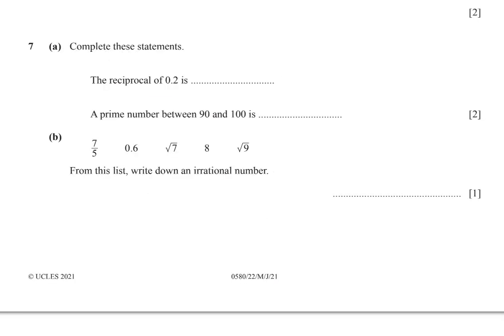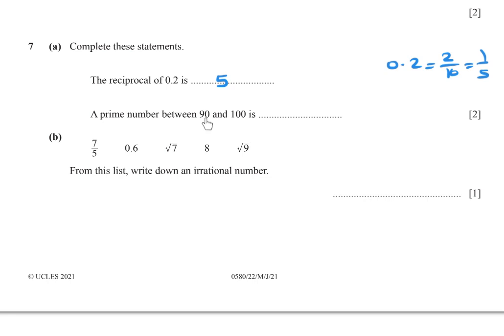Number 7a, complete the statement. The reciprocal for 0.2 can be written as 2/10, or in the simplest form 1/5. So the reciprocal for this number is 5/1, or 5.